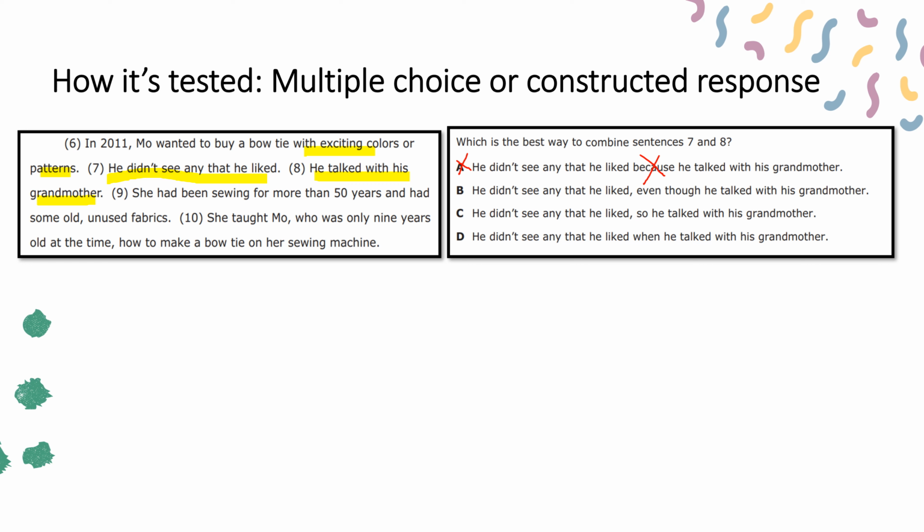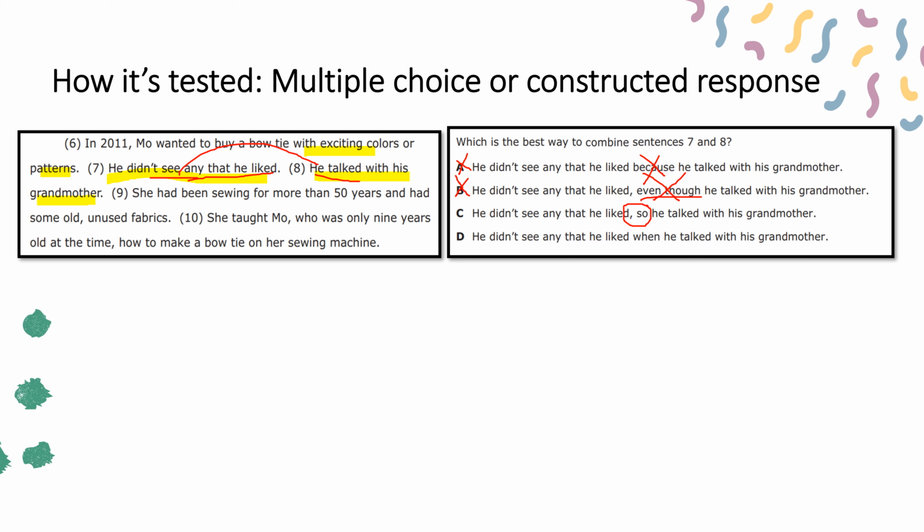B, he didn't see any that he liked even though he talked to his grandmother. Well, we know that this one is not going to be correct either because he didn't see any that he liked first and then he talked to his grandmother. He didn't talk to his grandmother first. C, he didn't see any that he liked, comma, so he talked to his grandmother. So that is a cause and effect because he didn't see any that he liked. He then went and talked to his grandmother.